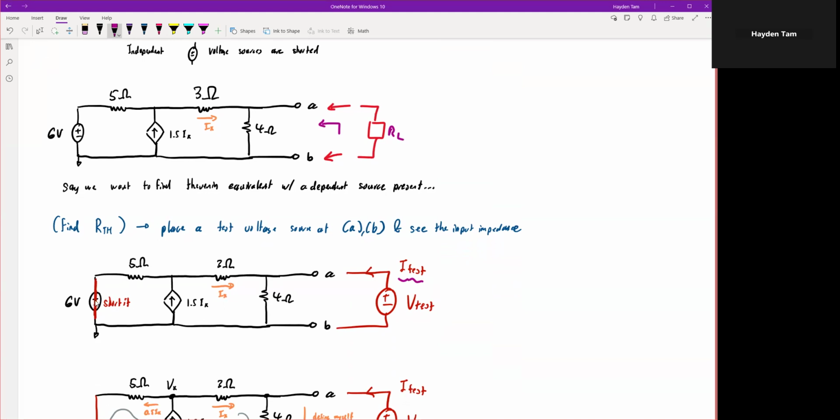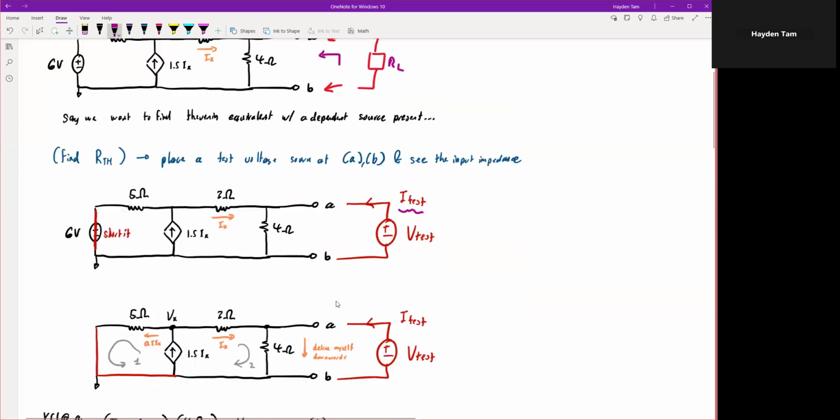And then as we went over before, we always short this independent source. So we short this guy, then we still have this dependence on IX right here. We have this dependent current source that's dependent upon this IX going through this 3 ohms. And we still have this test source that will help us find this input impedance.